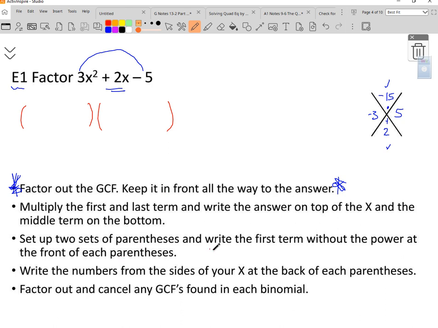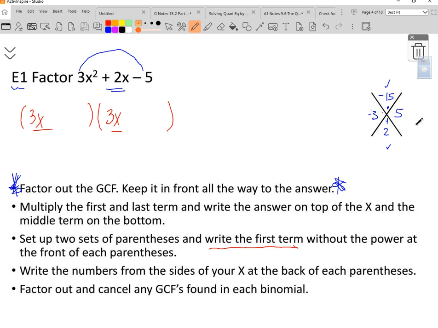And then we're going to write the first term here and here. But this is 3x squared. We're going to write it without the exponent of 2. So we're going to write 3x here and 3x here. And this is nonsensical at first because we know that these, when you multiply together, have to be this first term. But this is not our final answer. This is our work.